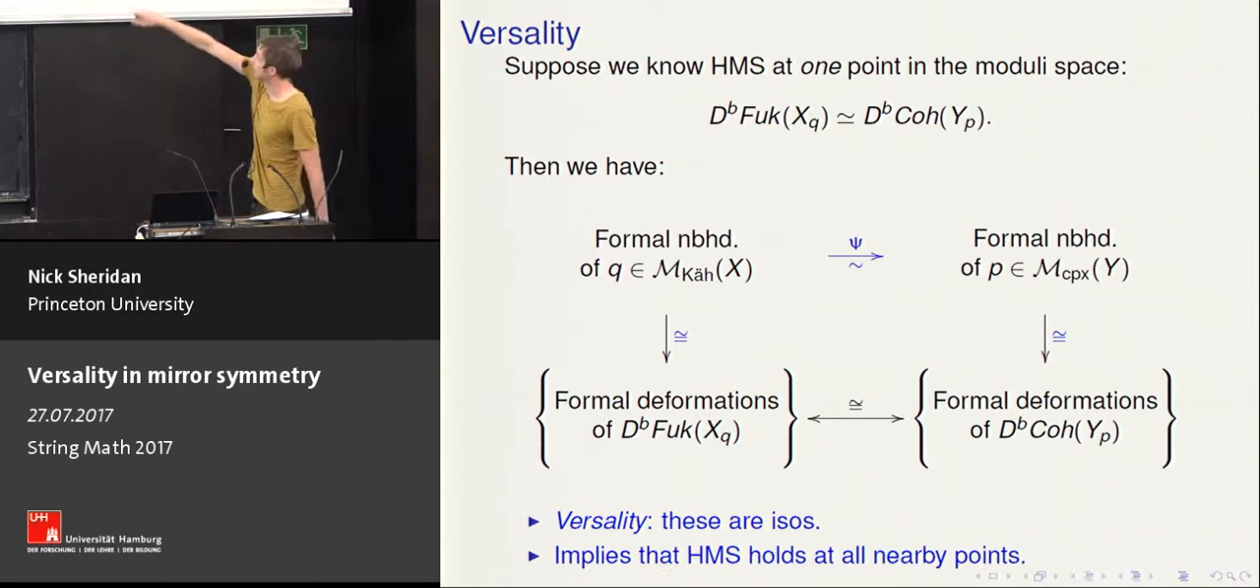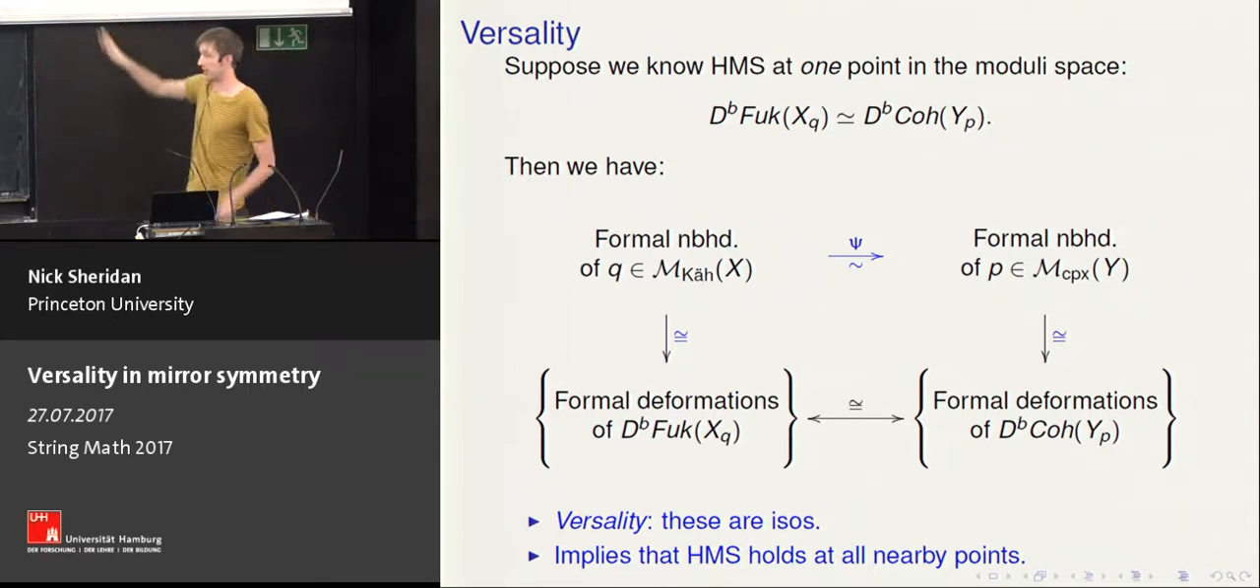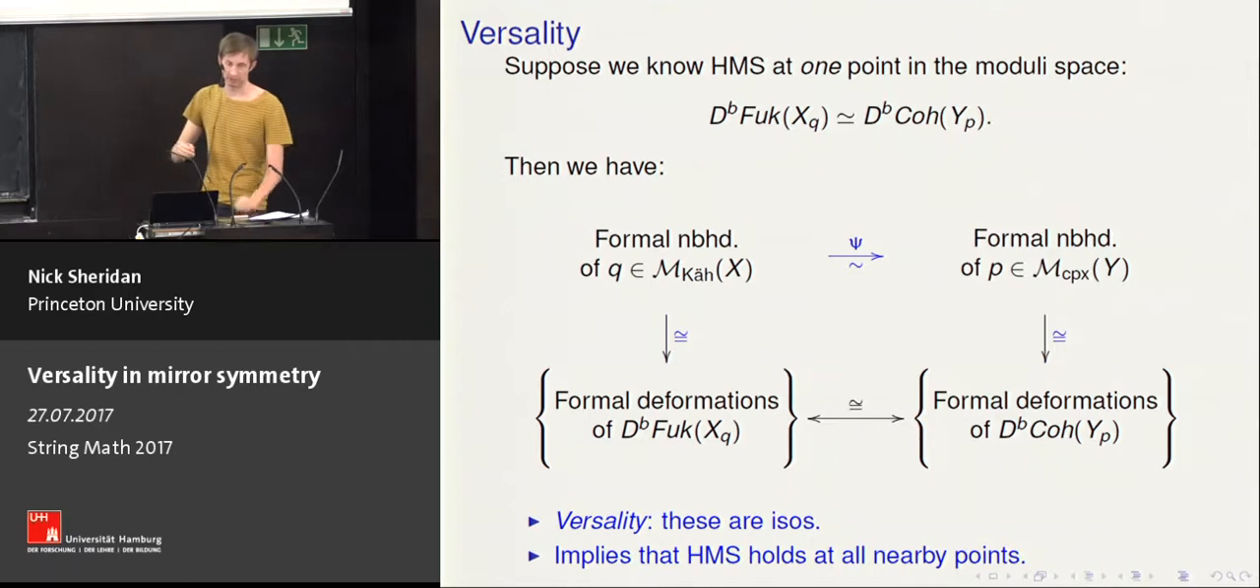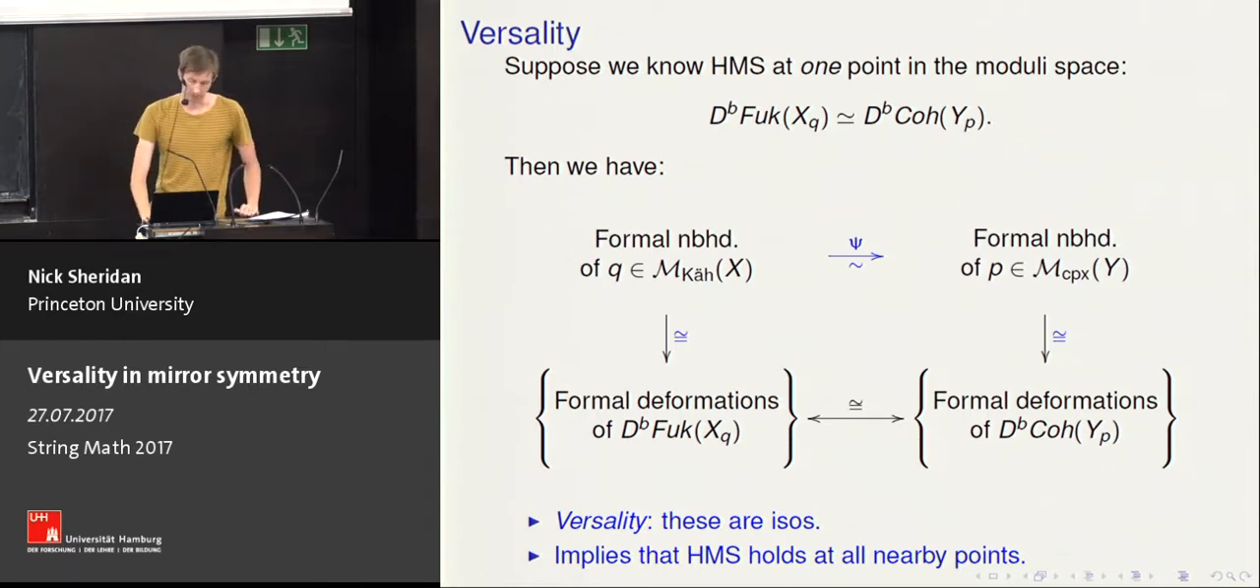And that implies we have these three isomorphisms. So we have an isomorphism psi between a neighborhood of Q and a neighborhood of P. And this implies that homological mirror symmetry holds at all points nearby the ones that we started out at. But we really needed these maps to be isomorphisms. If the geometric guys, on the symplectic side, were kind of like this, and on the complex side were kind of like this, then they might not agree anywhere other than at the point we started off at. So we really need this versal situation.